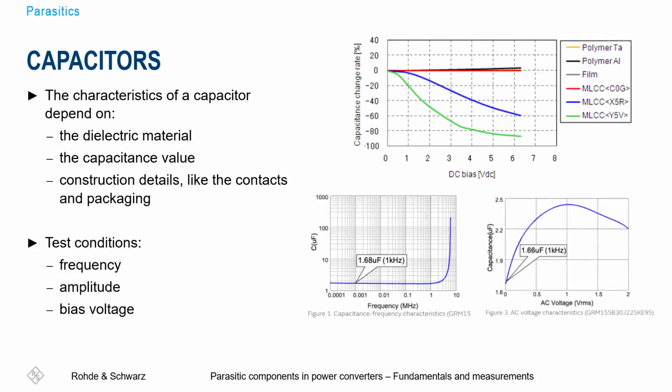The test conditions that are normally used for these capacitors are frequency, amplitude, and bias voltage. We can see here in the graphs that the capacitance, in this example, increases with the frequency, and for frequencies between 1 and 10 megahertz, it increases rapidly. The same happens with the amplitude level. We can see here that the capacitance increases with the AC voltage injected to the capacitor.